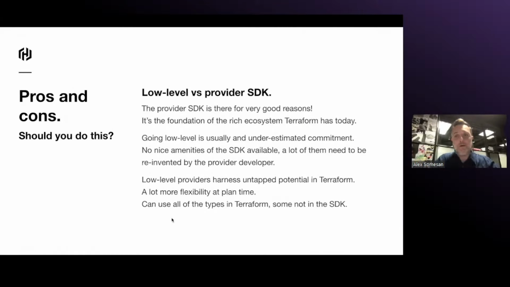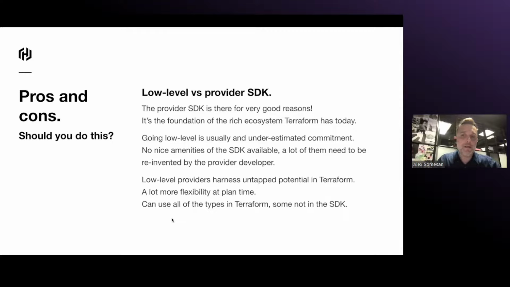Right, so this is all nice and interesting, but it's also way more complicated than dealing with the provider SDK. So why would you actually do this? Should you always do this? Should you opt for this option whenever you start a new provider? And the answer in most cases is no. The provider SDK is there for very good reasons. It's mature. It has a very polished user interface from a developer perspective.